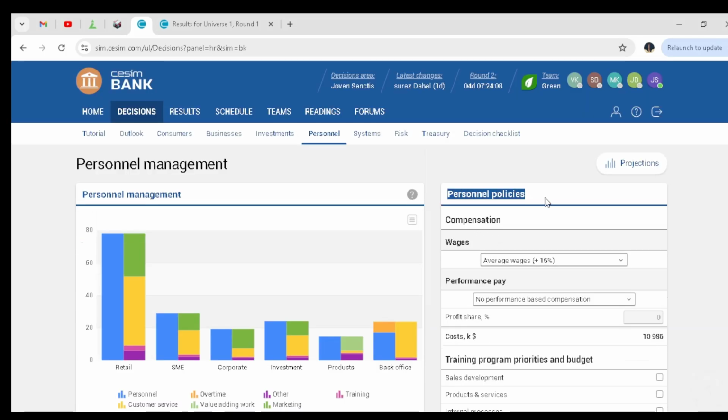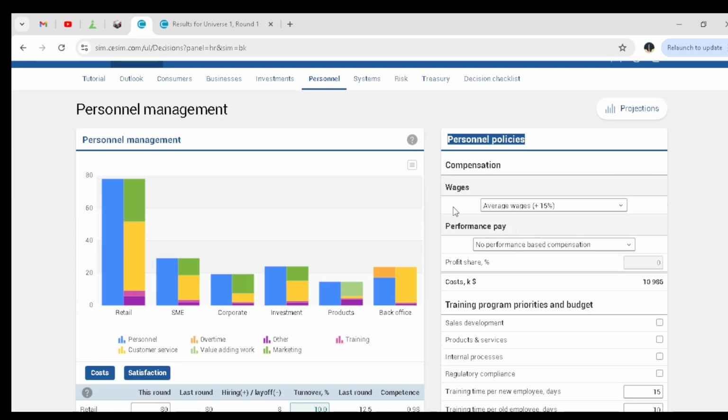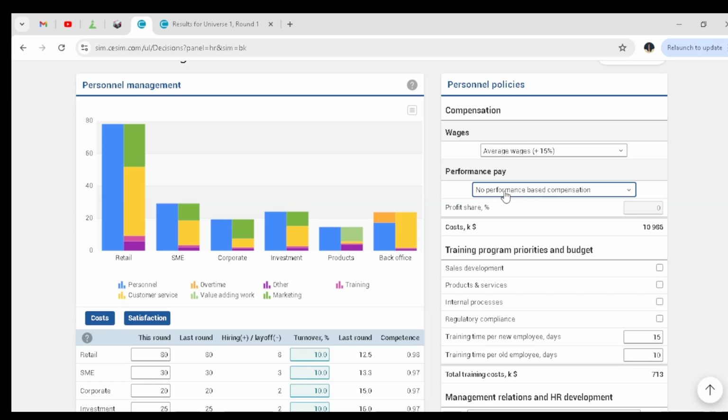On the right hand side, you have the personnel policies, and here we're going to talk about the wages, compensation, and you shall just maintain it at average wages plus 15%. You have other choices, but you shall just choose this. You have the performance pay, and at the moment we are using the no performance based compensation. Also, you can use the modest performance up to 20% of the wages.